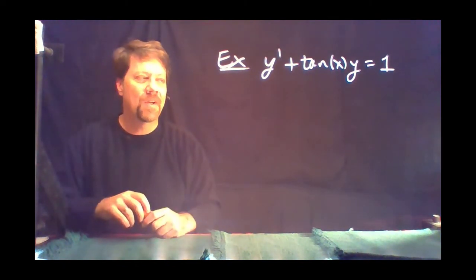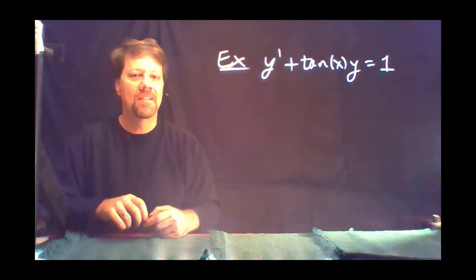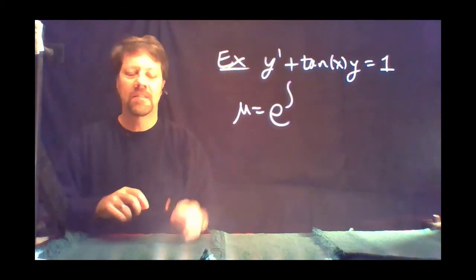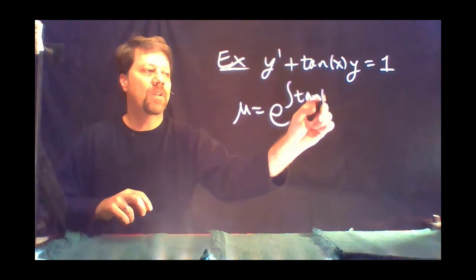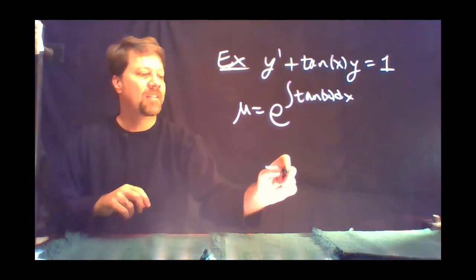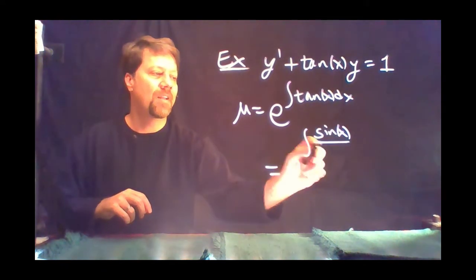To solve the differential equation y prime plus tangent of x times y equals 1, we start by finding the integrating factor mu. We need to integrate the coefficient of y, which is the tangent of x. And to integrate that, we need to break tangent into sine over cosine.